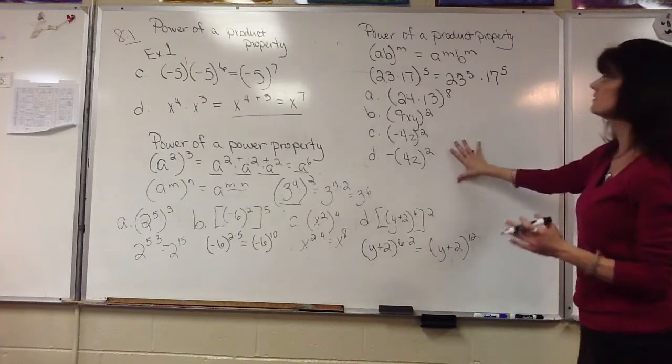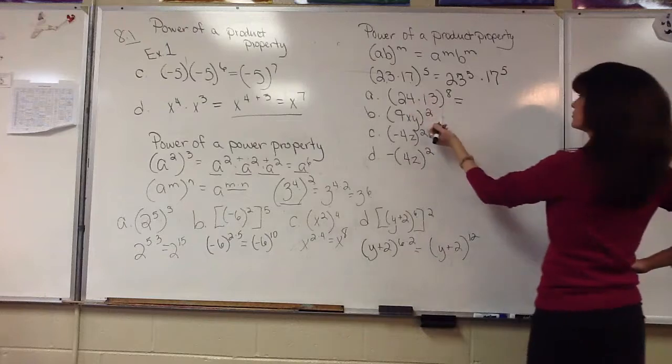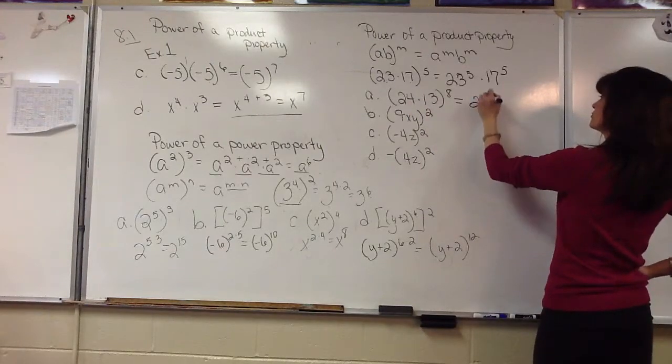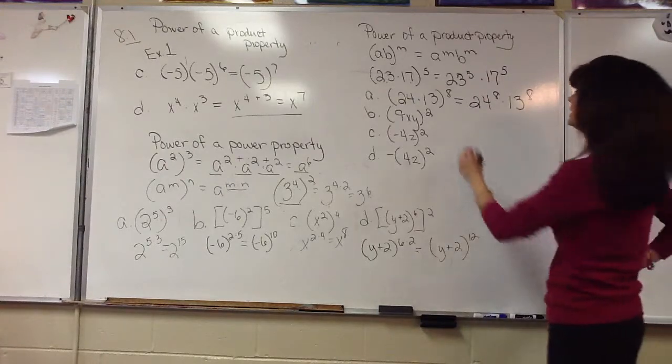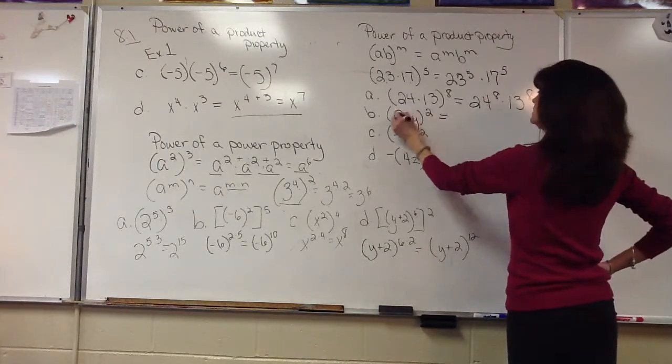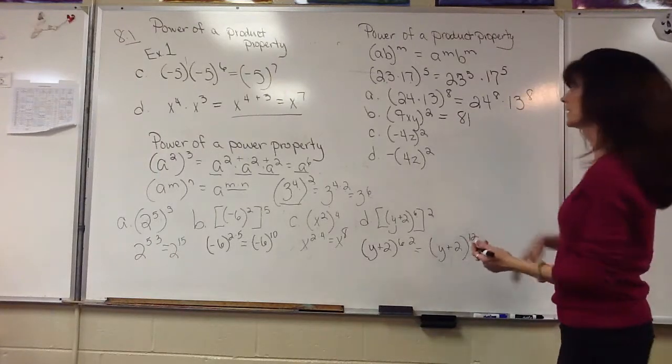So let's look at the examples in example 3. Here we have 24 times 13 to the 8th power. So it's going to be 24 to the 8th power times 13 to the 8th power. Okay? Then we have B. 9 squared is 81. That's pretty reasonable, pretty easy to answer, so I'm just going to write out 81.